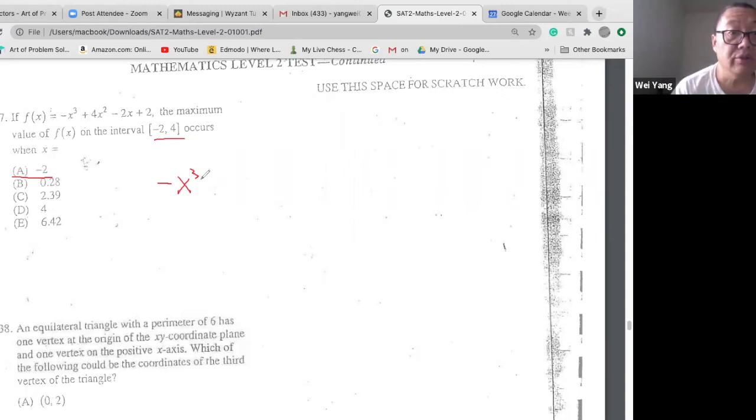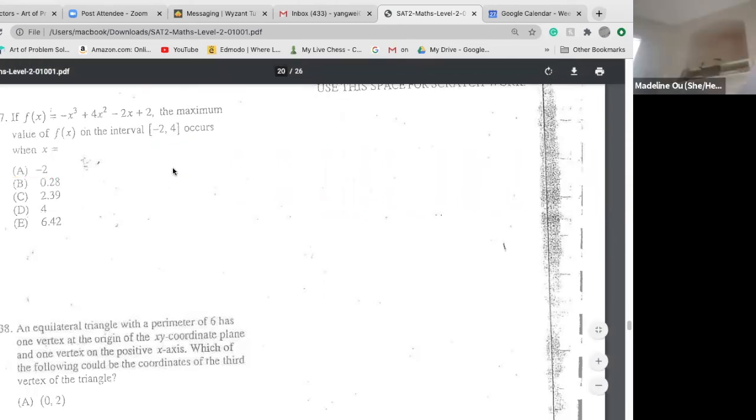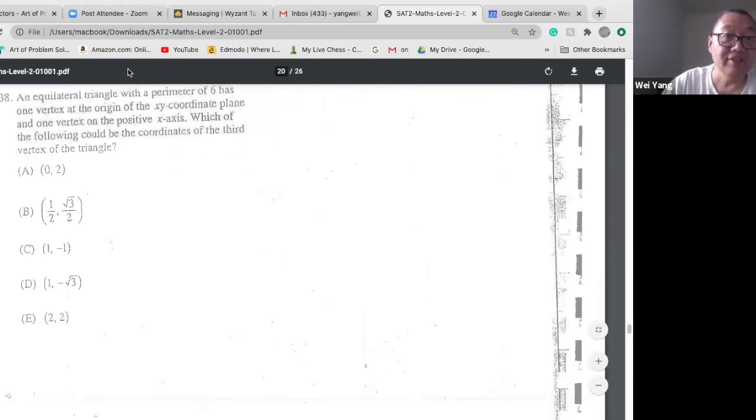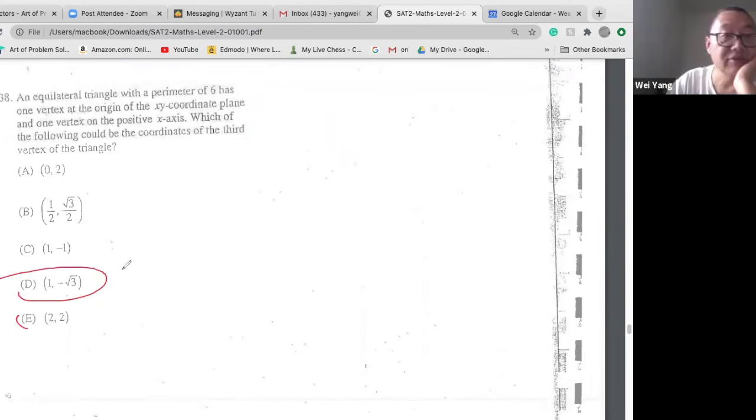Yes, then you go to this point. They ask you the maximum value of the function on the interval from -2 to +4. Yeah, that's x equals -2. It keeps going up, right? Yeah, you're right. Your answer is right. Nice. Yeah, good. 38. D. E. D. Oh, D. Okay.